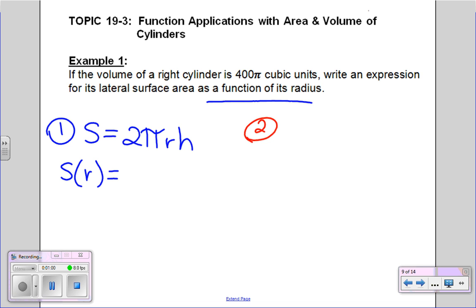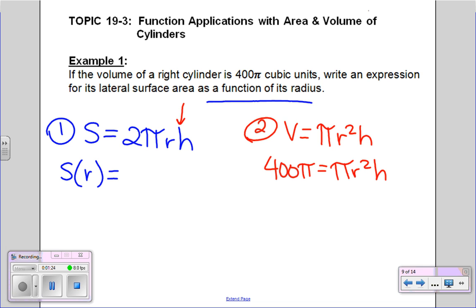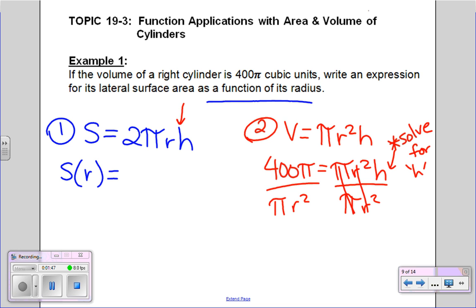We know that the volume of the cylinder is 400 pi. So let's write this down. The volume of a cylinder formula is volume equals pi R squared H. I know the volume is 400 pi, and I want to replace H with an expression that has R in it. So that means I want to solve this equation for H. To solve for H, I'm going to divide by pi R squared. The pi's cancel out, and I get that the height equals 400 divided by the radius squared.